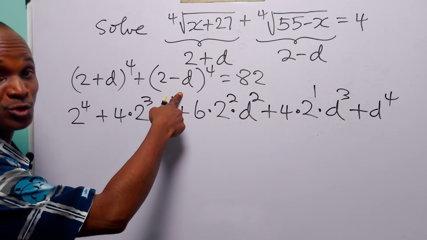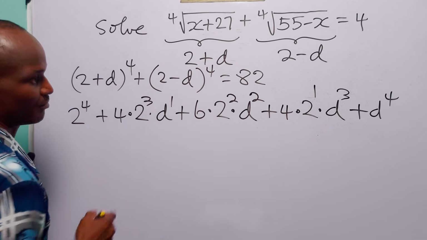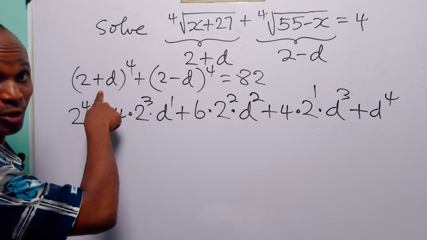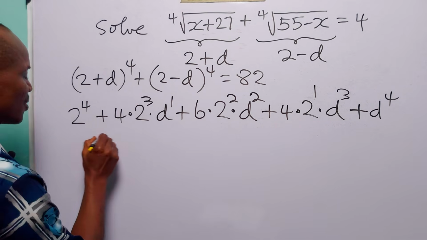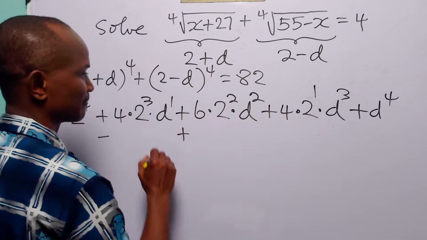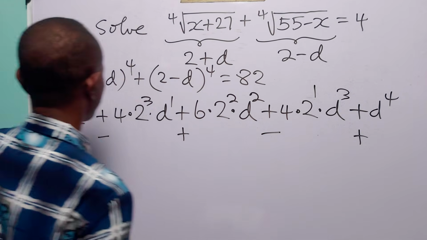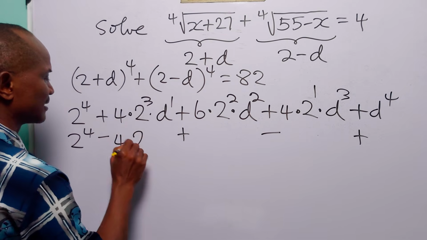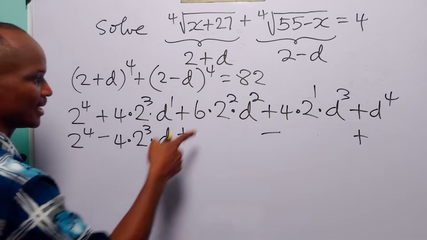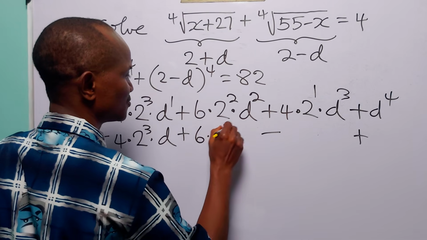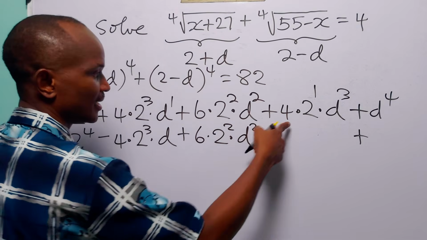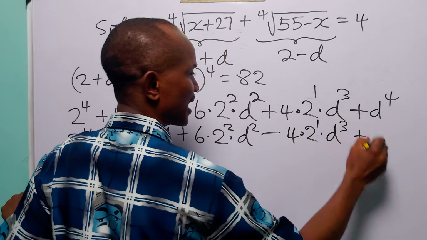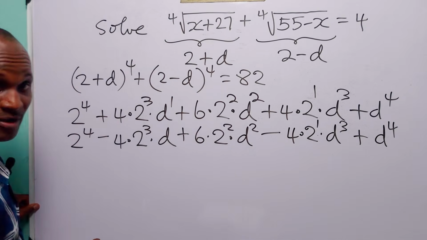Now the expansion of 2 minus d to the power 4 is very similar to the expansion of 2 plus d to the power 4. The only difference is that we have alternating signs. So here we have 2 to the power 4. Here we still have 4 times 2 cubed times d. Here we still have 6 times 2 squared times d squared. Here we still have 4 times 2 to the power 1 times d cubed. And we still have d to the power 4.